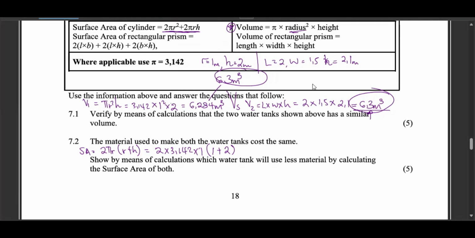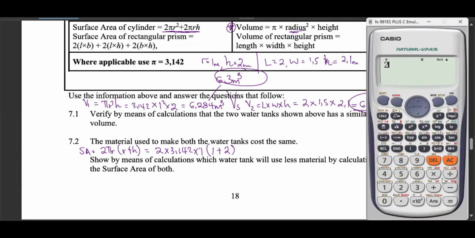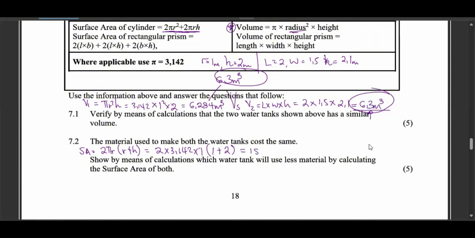At this moment, I'll put in the calculator 2 times 3,142 times 1, open brackets, 1 plus 2. I close my brackets and I press equals. I look at the number and make it decimal. So here we have 18,85. These are meters squared. This is for the first tank, surface area 1 of the first tank.